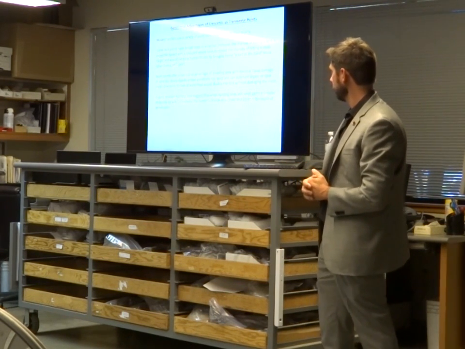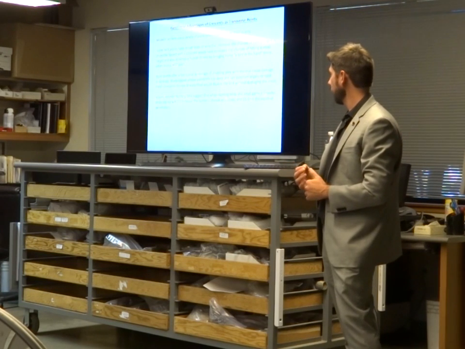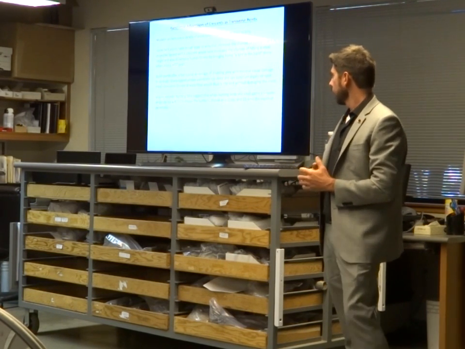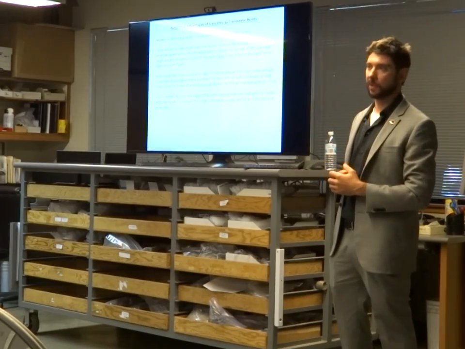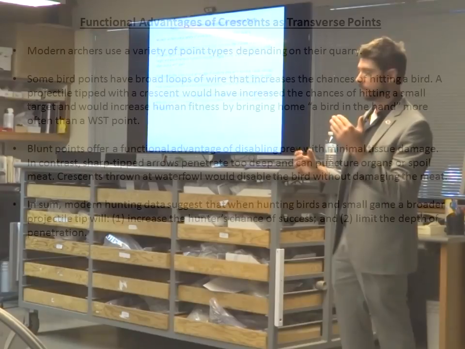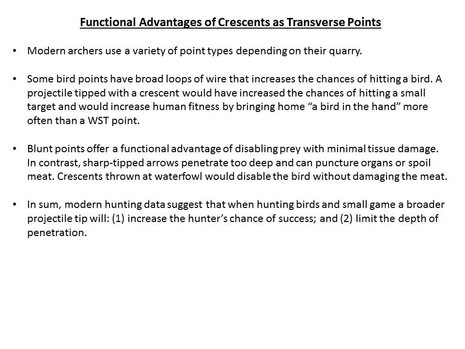Blunt points further offer a functional advantage of disabling prey with minimal tissue damage. So you don't want to use your big western stem point to hunt a waterfowl, because it's going to penetrate too deeply, puncture organs, and spoil the meat. You want a blunt point that'll stun it and shock it and save that meat. So in sum, the modern data suggests that when hunting birds and small game, the broader projectile tip increases the hunter's chance of success and limits the depth of penetration.